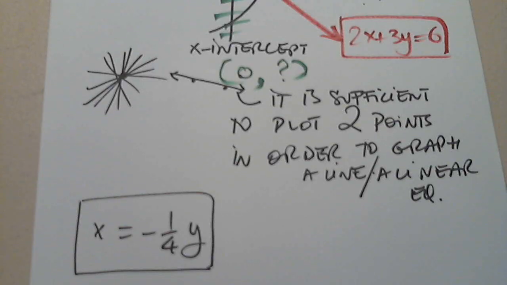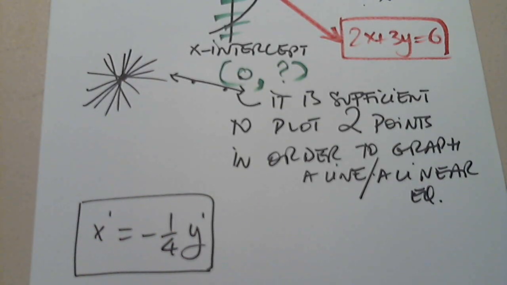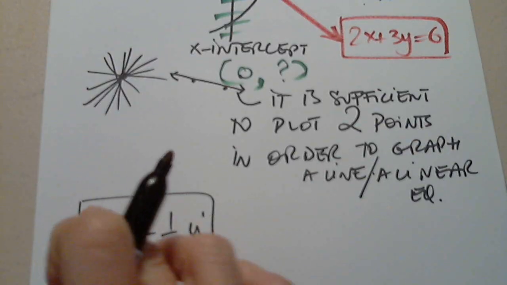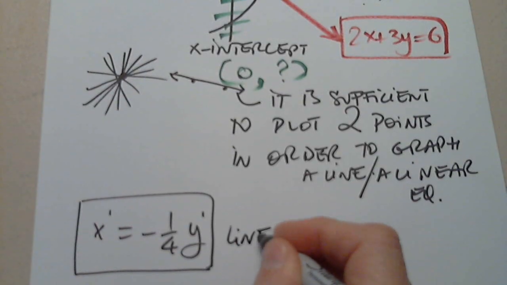No. It is a linear equation because it has x and y with power 1, no products of variables, no division by variables. This is just a number. We don't care about negative 1/4. That's negative 0.25. So x equals negative 0.25 times y. There is no product of variables. Both variables have power 1, no division by variables. This is a linear equation.